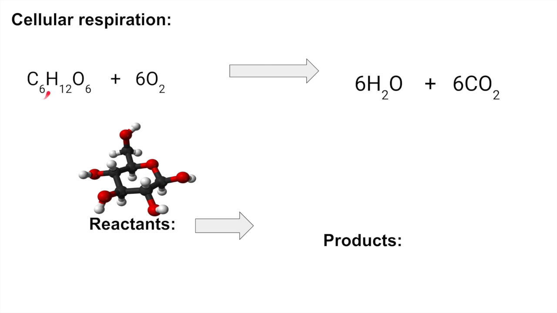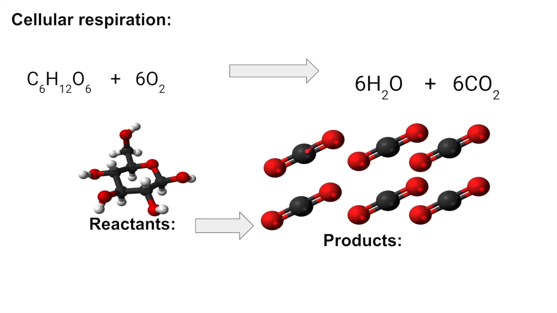We already know that the number behind the element represents the number of atoms in the molecule. So C6 means that there are 6 carbon in glucose, H12 means that there are 12 hydrogen in glucose, and O6 means there are 6 oxygen in glucose. The number in front is going to say how many we need for our balanced equation, how many molecules we need.